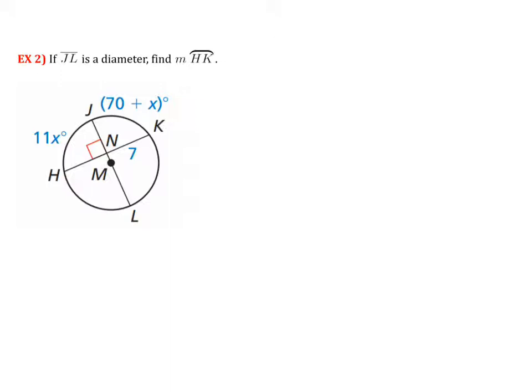All right, so let's go ahead and use this in example 2. Example 2 says, if segment JL is a diameter, find the measure of arc HK. Great, so we know that JL here is a diameter. And while we're looking at this picture, we should note the fact that we have a right angle here, which means that the diameter JL is perpendicular with the chord HK.